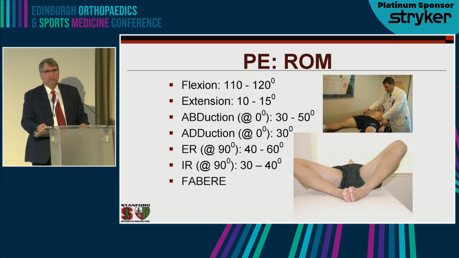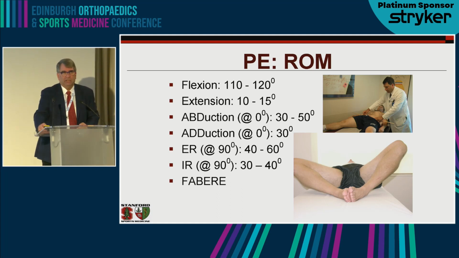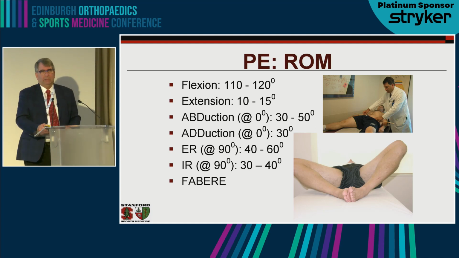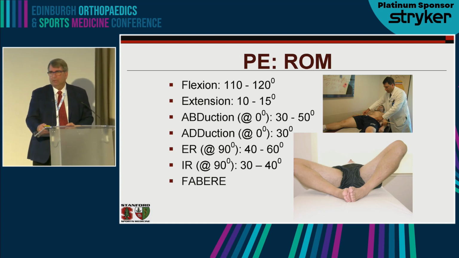You want to assess range of motion. I tend to do this supine, though if you want to be more precise about your internal and external rotation and hip flexion, you probably want to do it with them seated. But I assess flexion, extension, abduction and adduction, internal and external rotation, and then when you look at this patient on the bottom right, the question is the left hip tight or is the right hip loose?